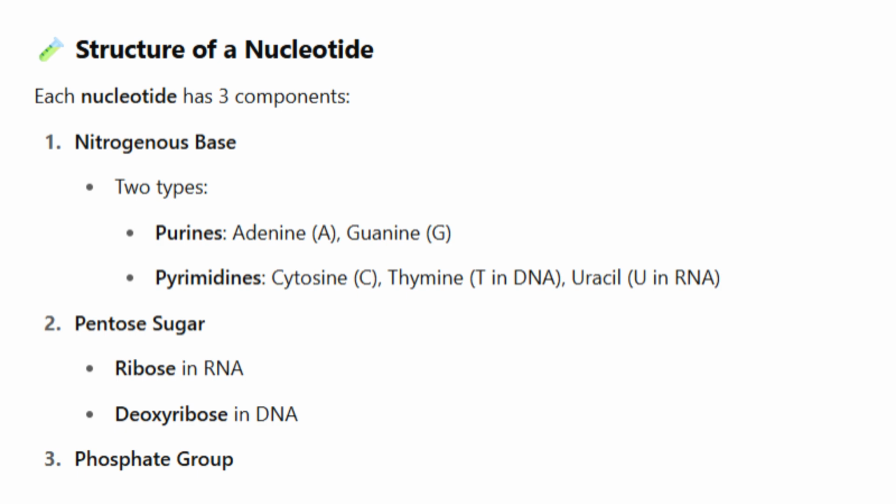Nitrogenous base. Two types. Purines: adenine, A, and guanine, G. Pyrimidines: cytosine, C, thymine, T in DNA, and uracil, U in RNA. Pentose sugar: ribose in RNA, deoxyribose in DNA. And a phosphate group.